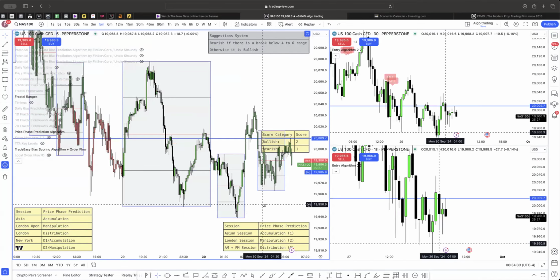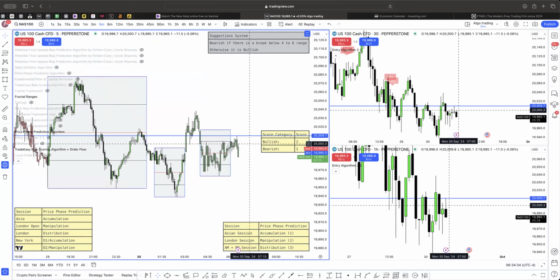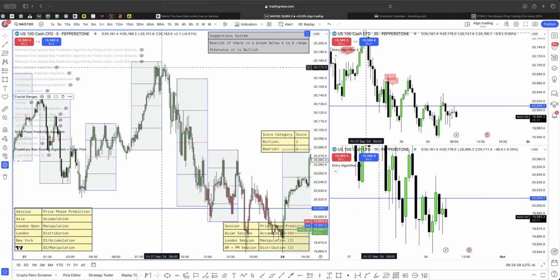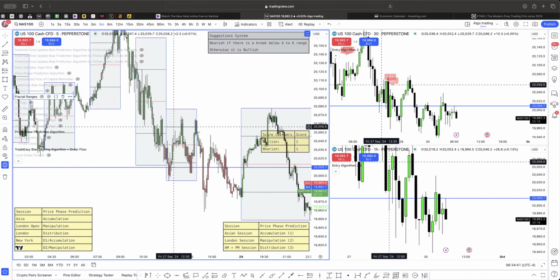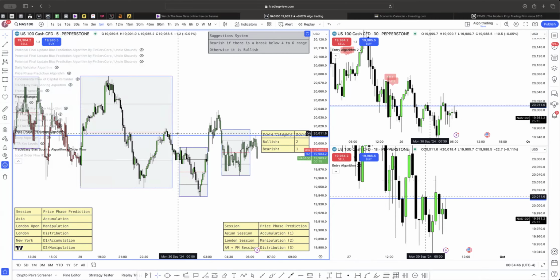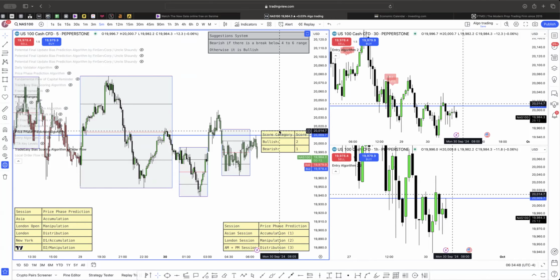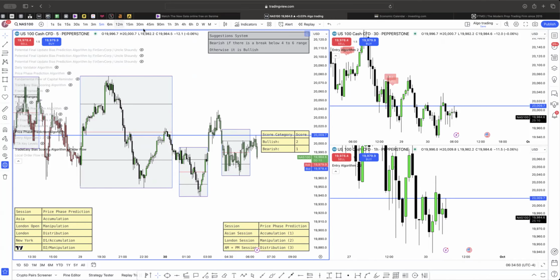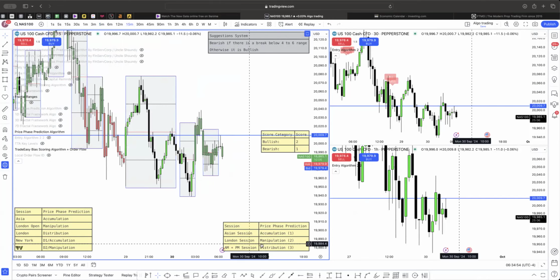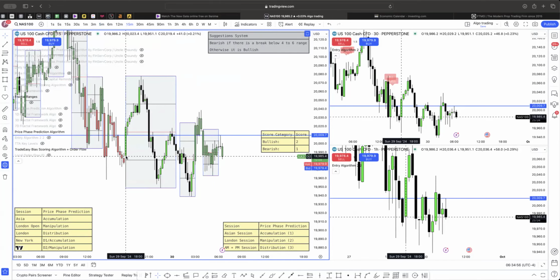NASDAQ, what can we see? Bullish order flow. Bullish order flow takes out a high, starts selling off, makes sense, then starts to have bearish order flow. Okay. Now, just by looking at this, can I tell you what the AMD phases are based on my price phase prediction algorithm? Huh? Can I do that?